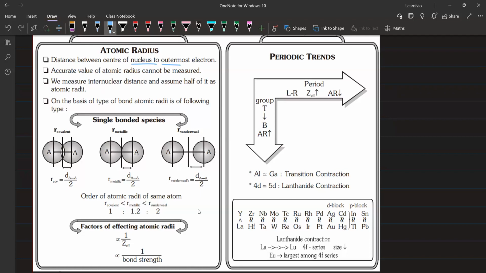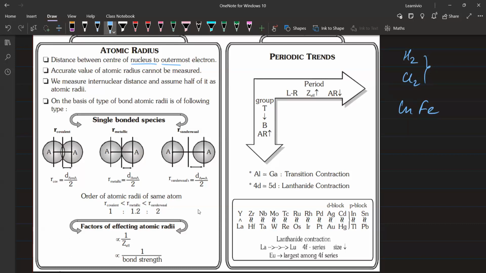When you have a molecule or any element that is present in covalent form, for example chlorine or hydrogen, these elements are present in the form of H2, Cl2. These are covalent compounds. In order to calculate the atomic radius for a covalent compound, we take the bond length and divide by 2. Then you have metals, such as copper or iron. In that case, we take the metallic radius and divide it by 2.